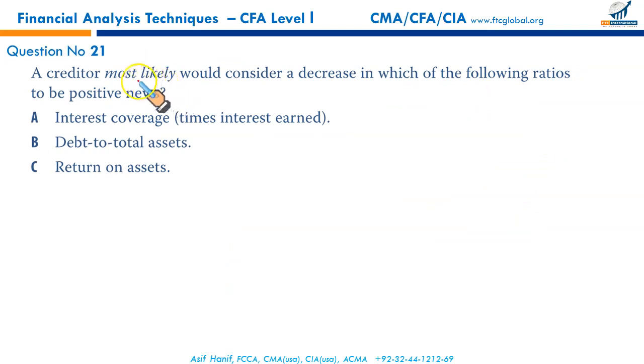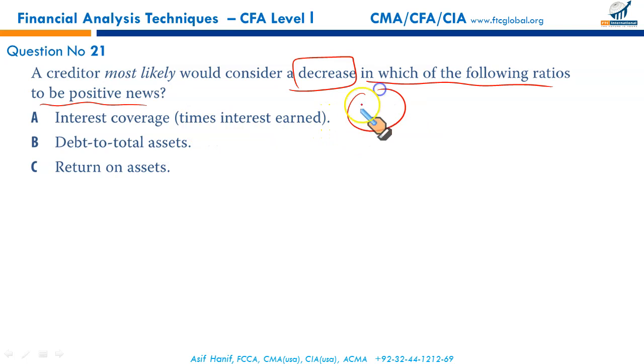A creditor most likely would consider a decrease in which of the following ratios to be positive news? A decrease in which of these is positive news? Interest coverage decrease. If interest coverage or times interest earned decreases, this is a cause of concern for me as an investor, because I might not be able to receive my interest in the future. So a decrease in interest coverage is bad for me as an investor.